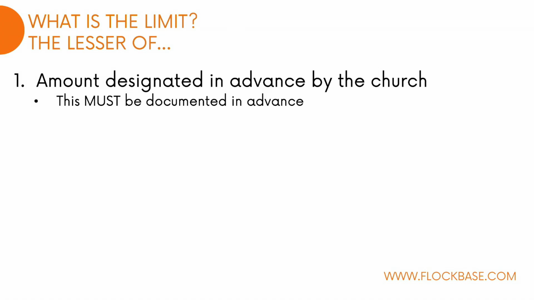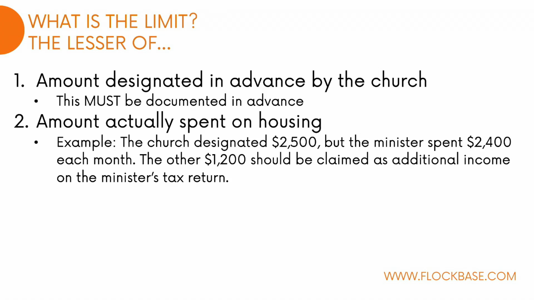So point number 1, we can only exclude at a minimum the amount properly designated. That's the first limiter. The second limiter is the amount actually spent. So let's say a minister designates $2,500 a month towards their housing allowance, but they only spend $2,400 a month on actual housing expenses. So they've underspent by $100 a month.